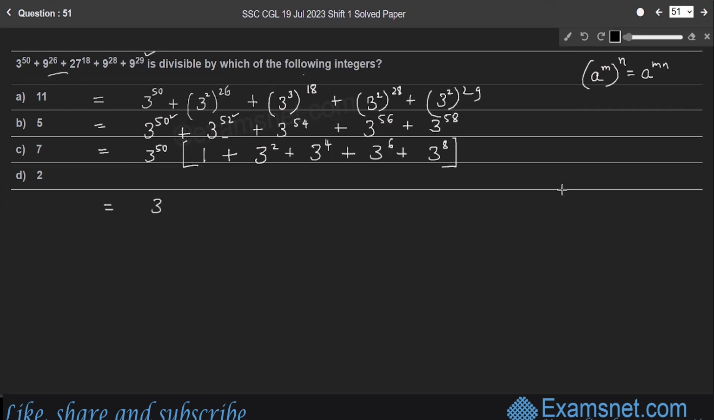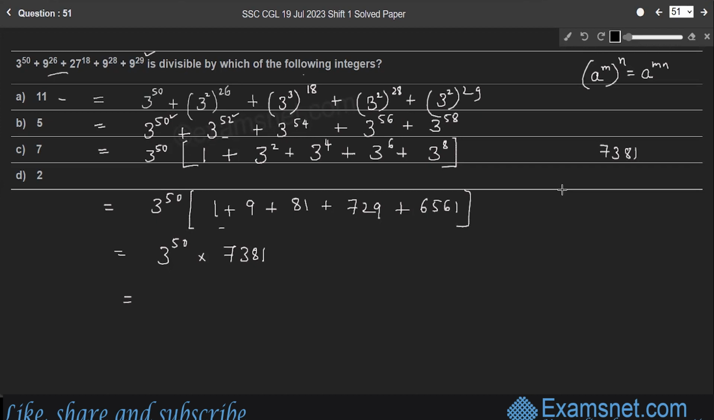So equal to 3 raised to 50 is common. Here 1 plus 3 square is 9, 3 raised to 4 is 81, 3 raised to 6 is 729, 3 raised to 8 is 6561, right? So 3 raised to 50 into, inside the bracket, when you add these numbers, you will get 7381. Right? So here this 7381 we will check with 11 whether the number is divisible by 11 or not.